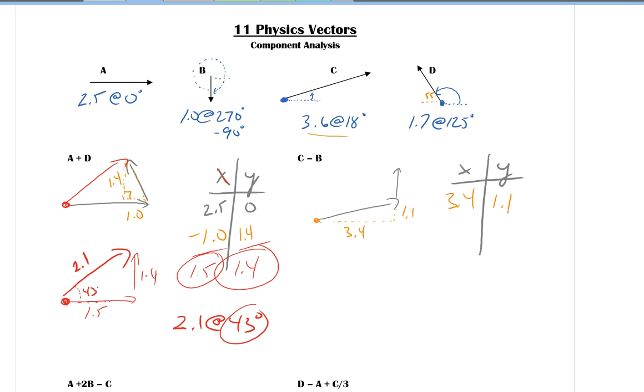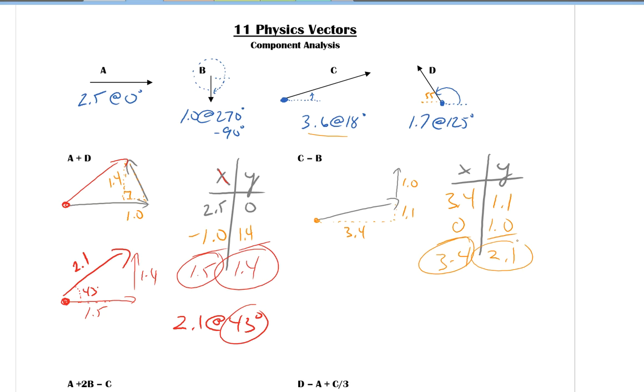Now, of course, the second vector is super easy. That's just b going straight up, and that was like 1.0 long. So the x component for this guy right here is 0, because it's not going sideways, and the y component would be 1.0. All right, I've broken them apart. Now add up all the x's, add up all the y's, and I've got my two totals, 3.4 and 2.1.